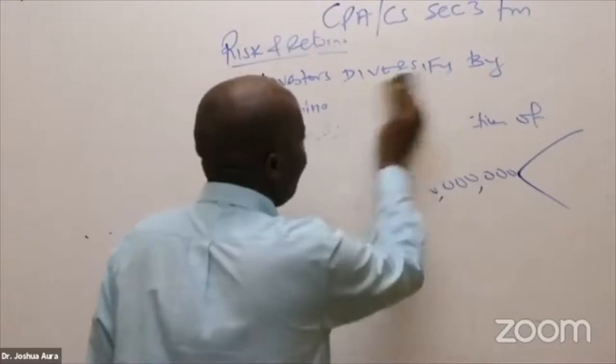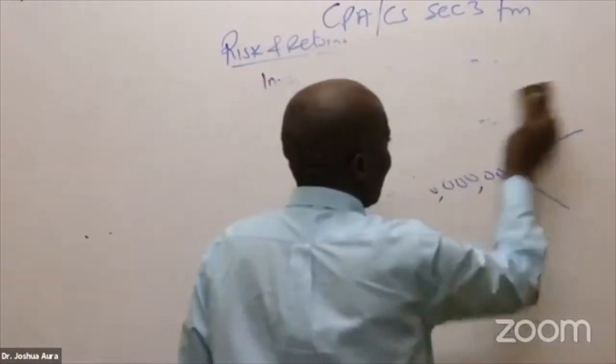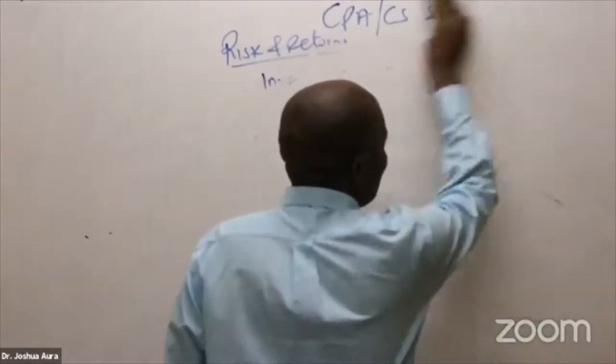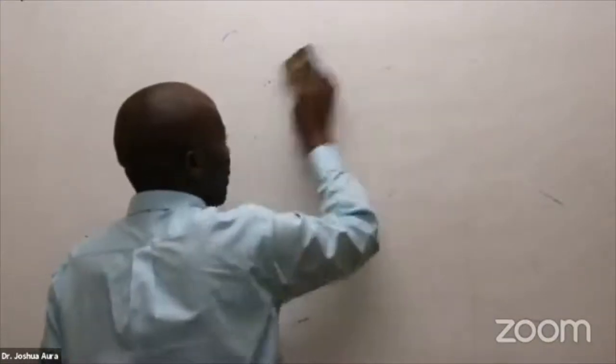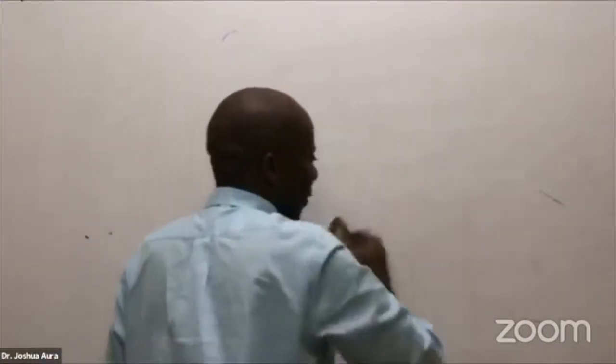Tell us there that business risk has two components. This has really been examined in CPA Section 3 theory questions.